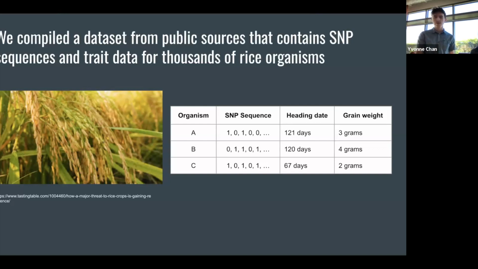And then each organism had 12 agronomic traits, including heading date, grain weight, culm diameter, and other plant traits. And then on the right, you can see a sample of our data set. Each organism has the SNP sequence and then the 12 agronomic traits.